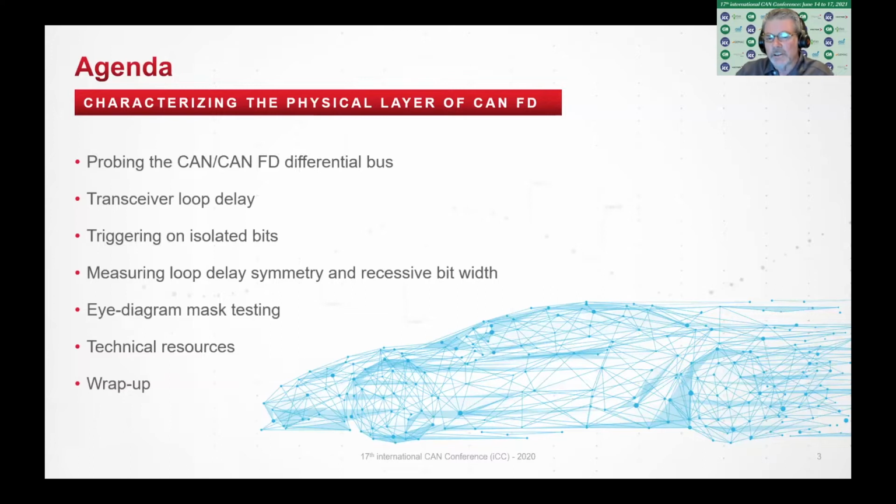So let's take a look at our agenda. First of all, we're going to talk about some tips on probing the differential CAN or CAN-FD bus. Then we'll talk about what transceiver loop delay is, why symmetry is important, and then how to trigger on isolated bits, and why that's important. The measurements themselves, making loop delay and recessive bit width measurements, are fairly straightforward. Then we'll jump into eye-diagram mask tests, and then I have a few technical resources to share with you.